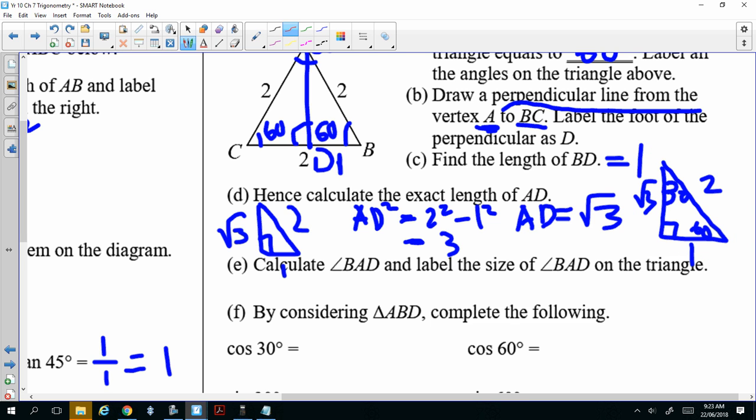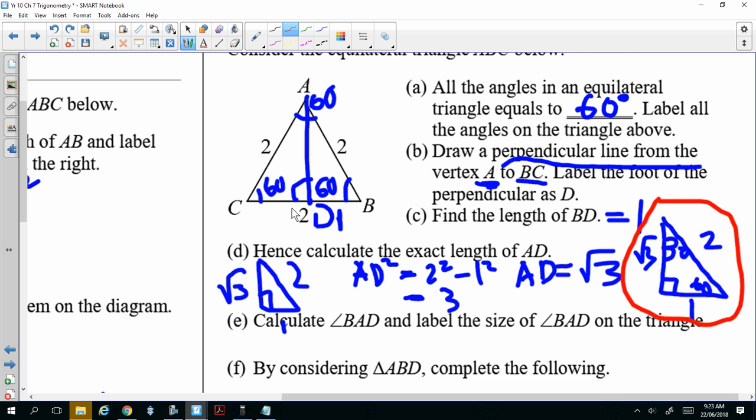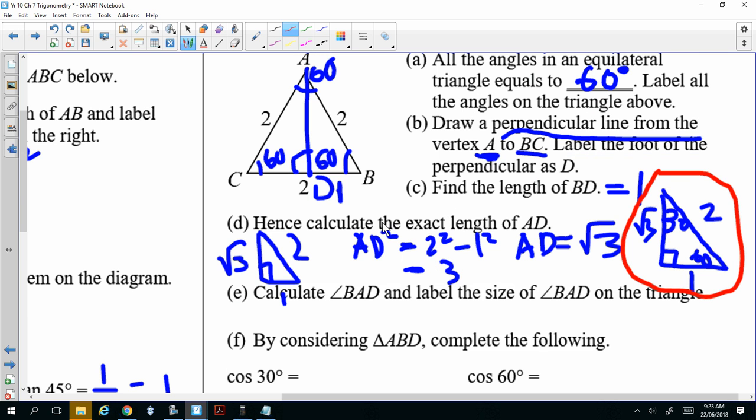Let's look at this triangle. Work out BAD. BAD is this angle. We know it's cut in half, so the 60 must be divided by 2. You get 30, which is this 30 I've just written down. And label the size of BAD on the triangle. So that's this angle. We've got the triangle B and then A. I drew this again over here, so let me use a highlighter to show you. What I just did was take this triangle and put it over here.